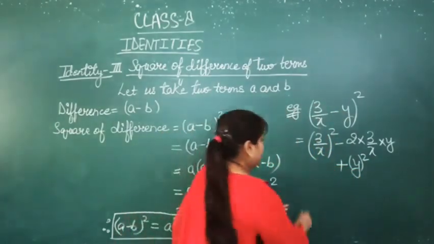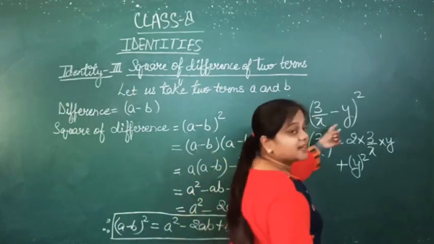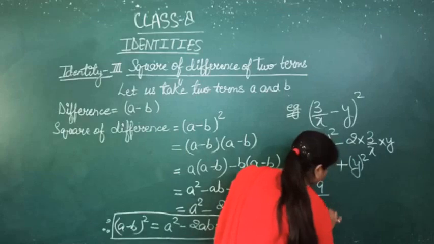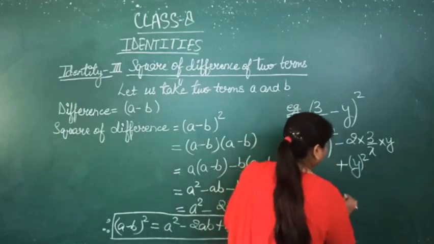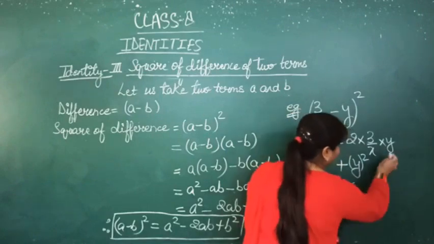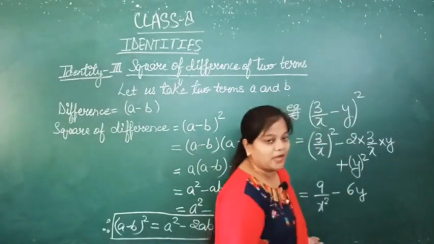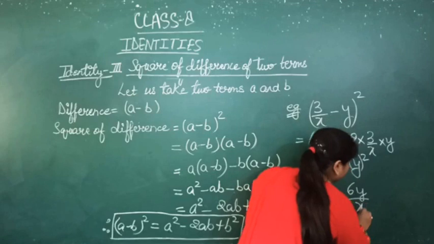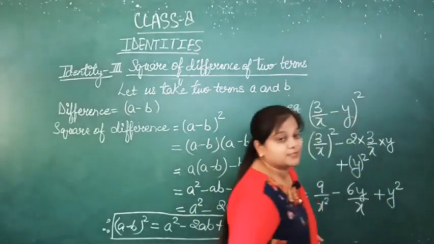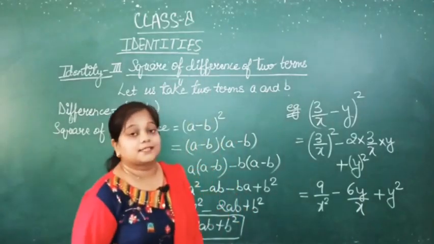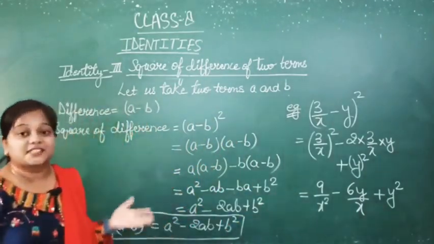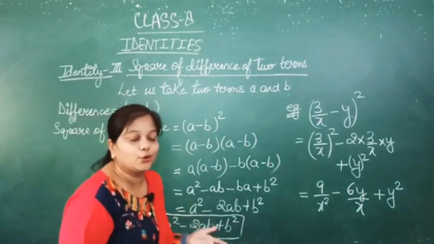whole square. Now 3 square is 9 and x square is x square. Minus 2 into 3 will give 6 into y will give 6y upon x, and plus y square. This is the answer, and these are the ways we can find the square of sum and difference of two terms.